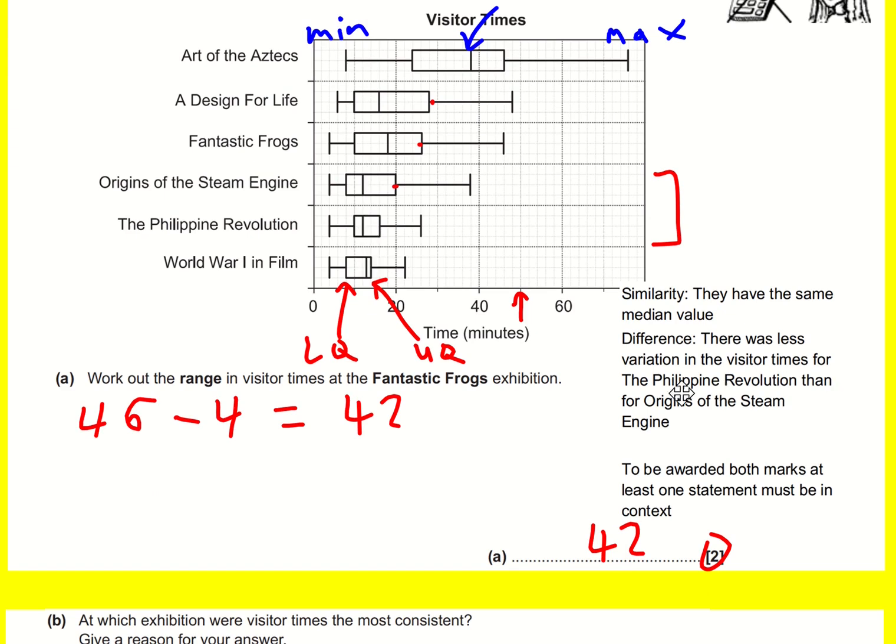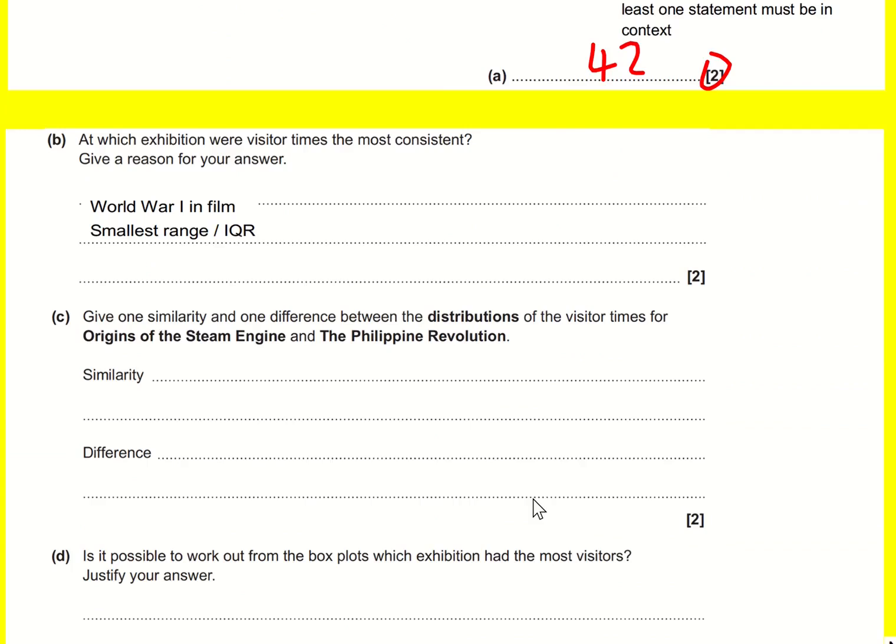Difference, there's less variation in the visitor times for the Philippine Revolution. We see there's a smaller range, a smaller interquartile range. So those 2 look quite good. You could also say they have the same minimum value. So actually there's lots of answers, but they do need to be in context.